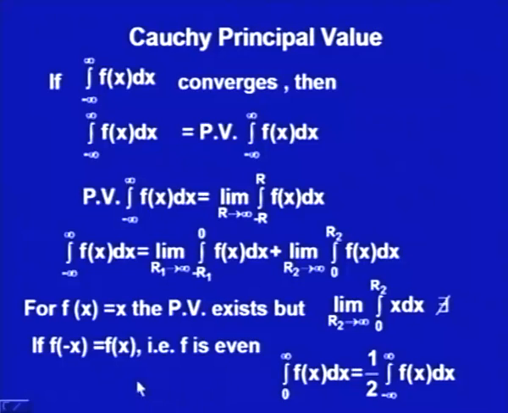So, we have got the result that if f is even and Cauchy principal value exists, then the improper integral minus infinity to plus infinity f(x) dx is convergent, and the integral 0 to infinity f(x) dx is 1 by 2, or half, of the integral minus infinity to plus infinity f(x) dx.